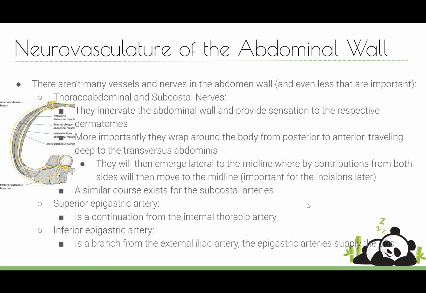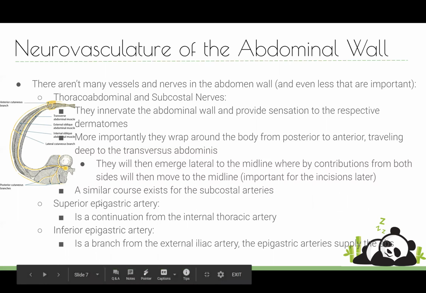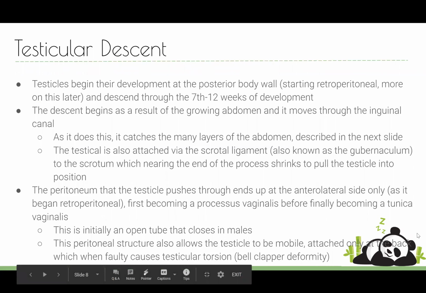Similar course exists with subcostals. Just as a fun fact, I guess, almost, the superior epigastric artery will come from the internal thoracic arteries. So the ones, hopefully you remember from when Alina gave her presentation on the thorax, when I gave it last year about cardiac, the ones behind your sternum. Okay, otherwise those are the internal mammary arteries. And then the inferior epigastric will come from the external iliac, and they will supply the abs, like I said earlier.